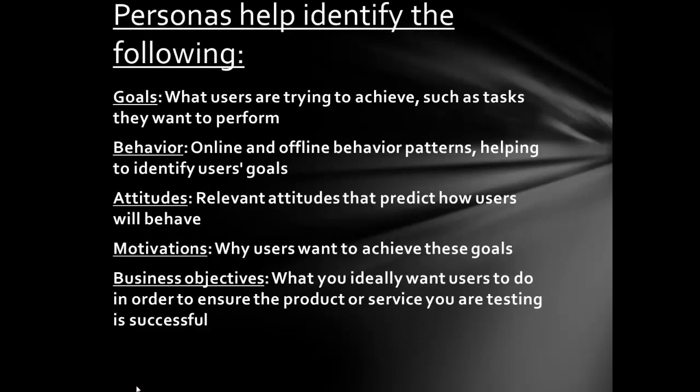Personas help identify the following: goals, what users are trying to achieve, such as tasks they want to perform; behavior, online and offline behavior patterns, helping to identify users' goals; attitudes, relevant attitudes that predict how users will behave; motivations, why users want to achieve these goals; business objectives, what you ideally want users to do in order to ensure the product or service you are testing is successful.